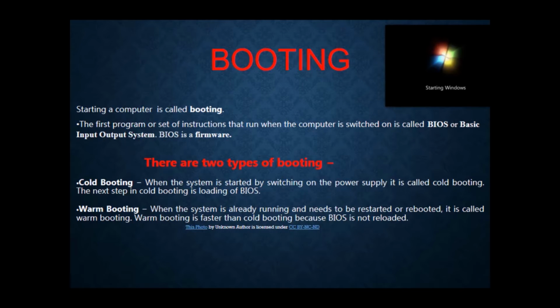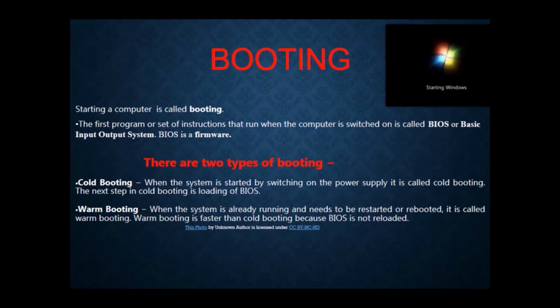Now, warm booting is when the system is already running and needs to be restarted or rebooted. That is called warm booting. And this is much faster than cold booting because BIOS is not reloaded.